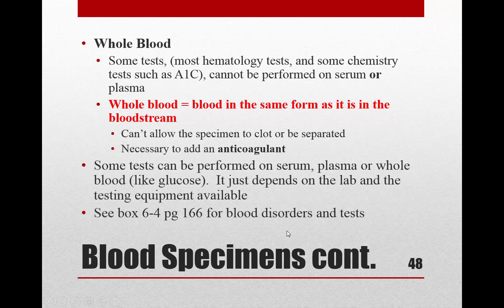Okay, some tests will be tested on whole blood, like hematology tests, so CBCs, things like that. There are some, such as a chemistry test called an A1C, that's done on whole blood, but generally speaking, most hematology tests are done on whole blood, but there are some in other departments as well. Whole blood just basically means blood in the same form as it is in the body. You don't have to call it anything else.